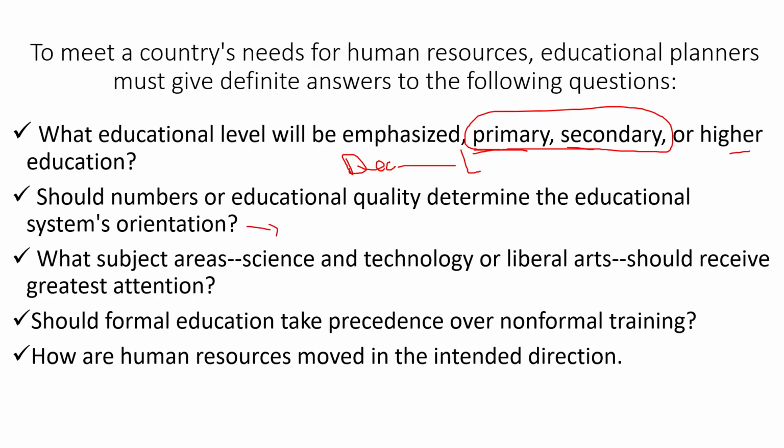Second, should the number or the education quality determine the educational system orientation? Are we focusing on the number of graduates or the quality of graduates? This is a question of skilled, semi-skilled, and unskilled, because in the economic sense, or in the economy, all are needed, but with differing proportionality.